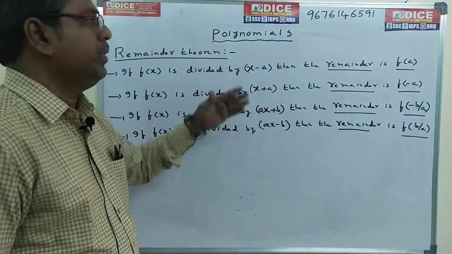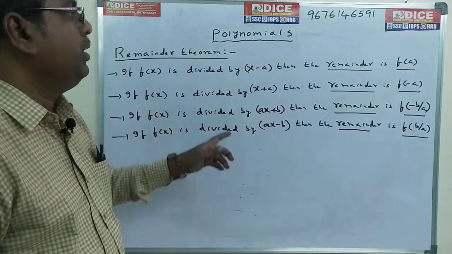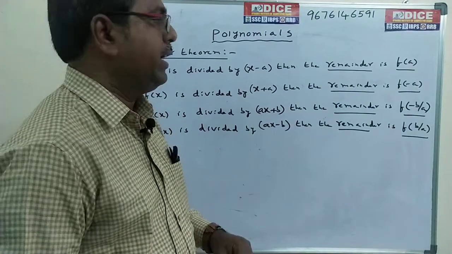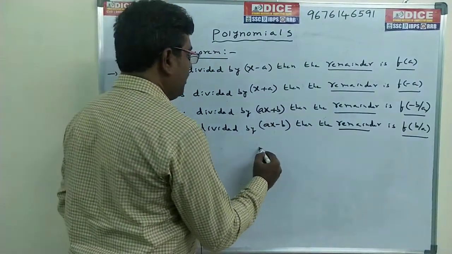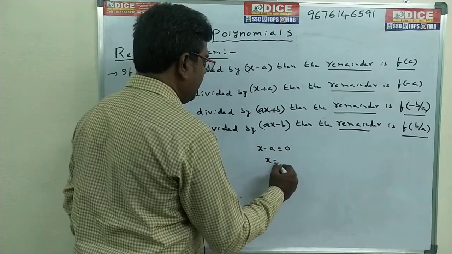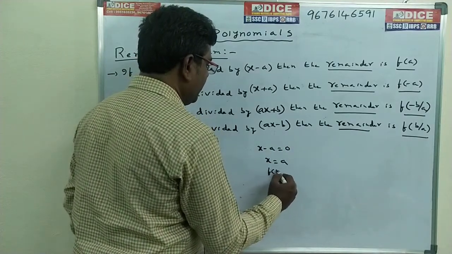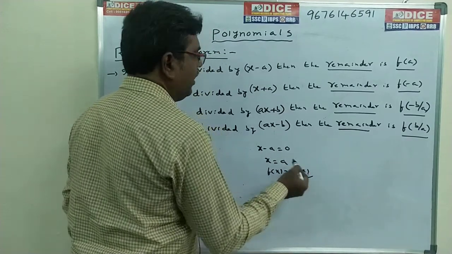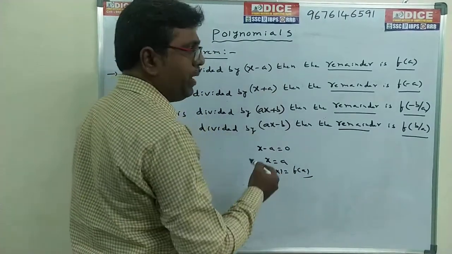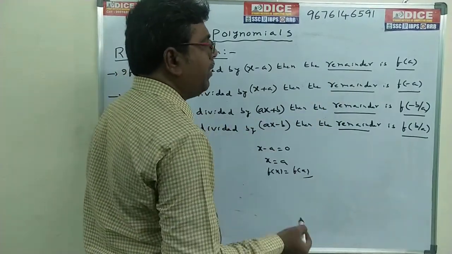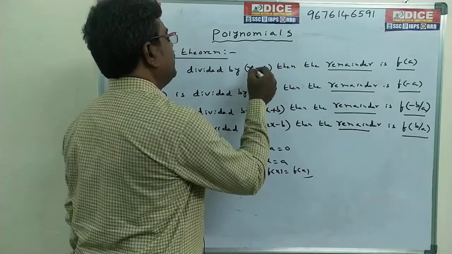Even without these formulas we can do the problems. Simply, whatever factor is given, we can assume that factor equal to 0. x minus a is equal to 0, then x is equal to a. Substitute this x value in f of x, this is f of a. All these conditions will be like this only. So whether you remember the formula or not, you can find it using this.